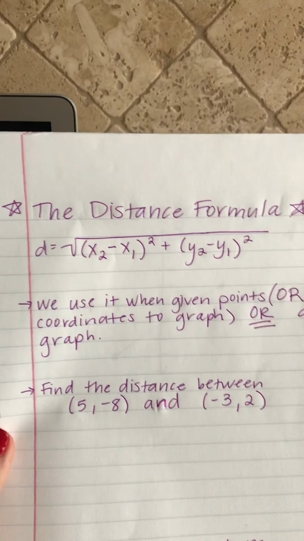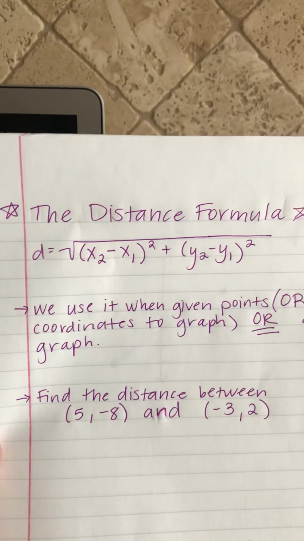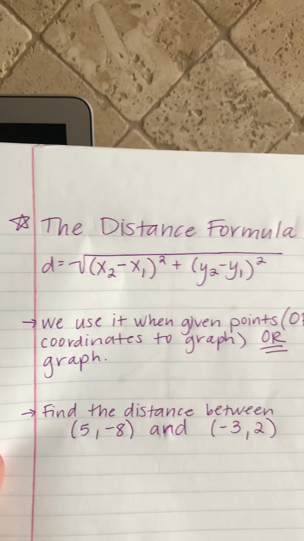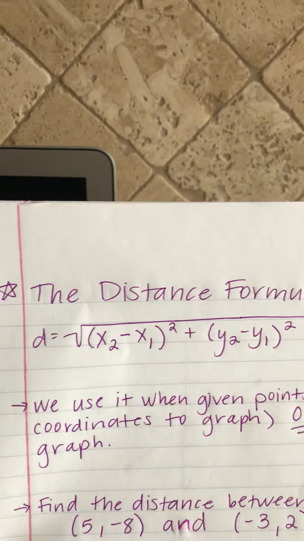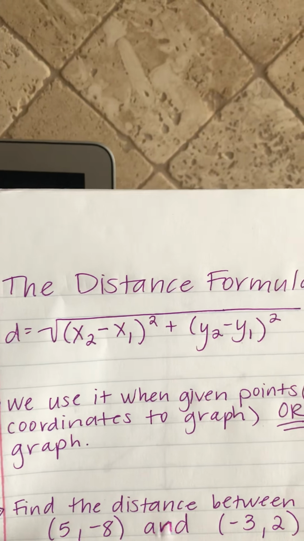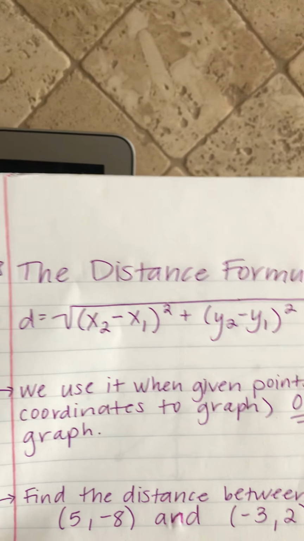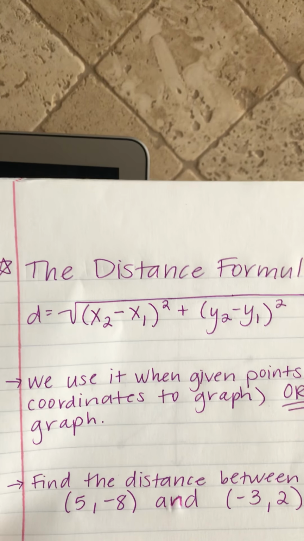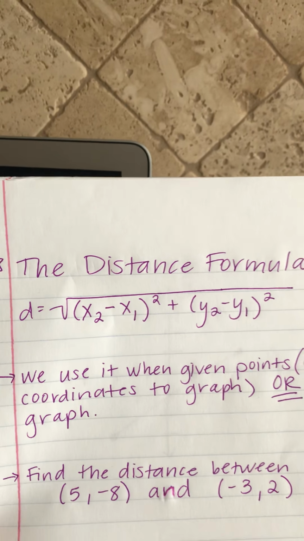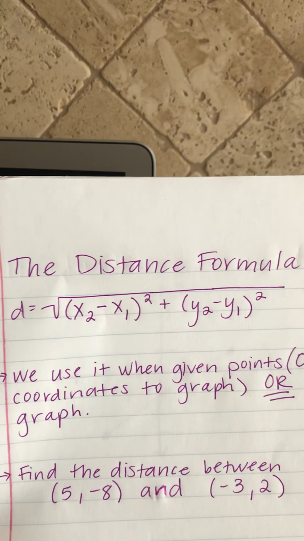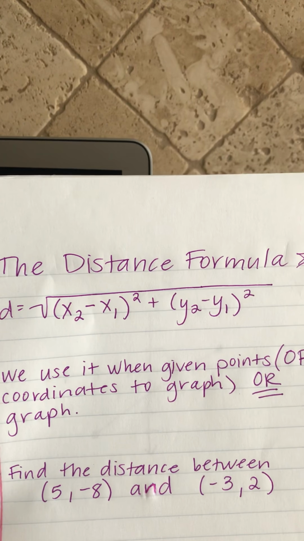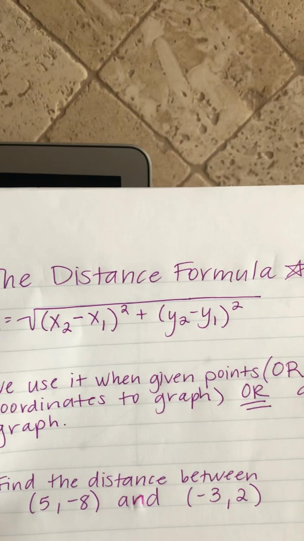Hey guys, this is going to be a quick video and pretty easy for you to do on your own, but this is called the distance formula. The distance formula is derived actually from the Pythagorean theorem, which you did last year in the 8th grade. The distance formula states D equals the square root of (x2 minus x1) quantity squared, plus (y2 minus y1) quantity squared.